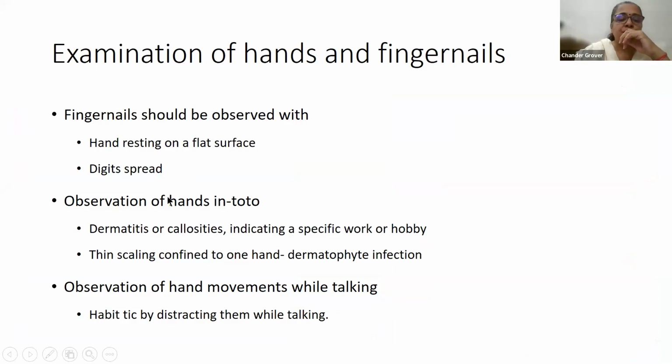The observation should include the hand in toto. So you should not be missing fine scaling suggestive of tinea, callosities suggestive of what occupation the patient has, any other changes in the form of biting or self-manipulation, or even bullous lesions, because nail changes may confuse you. I'm telling you this as a personal experience. The nail changes were confusing because there was onycholysis.